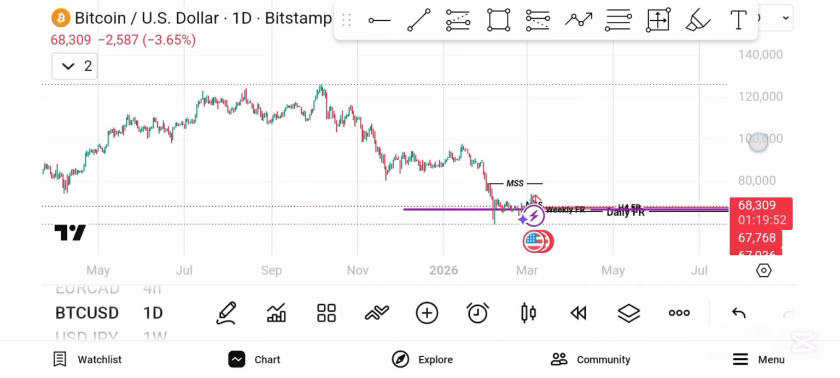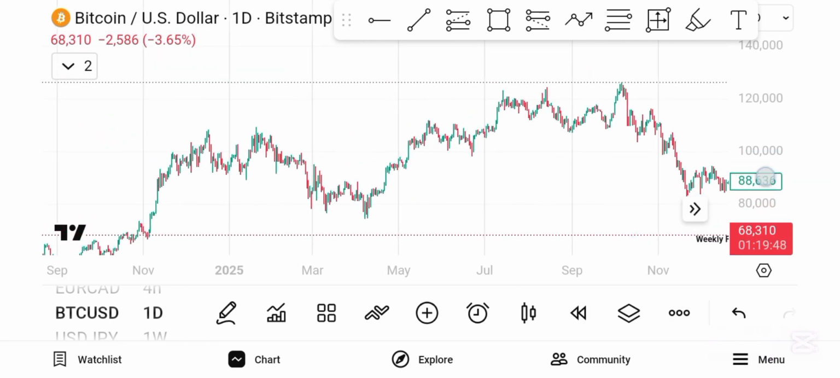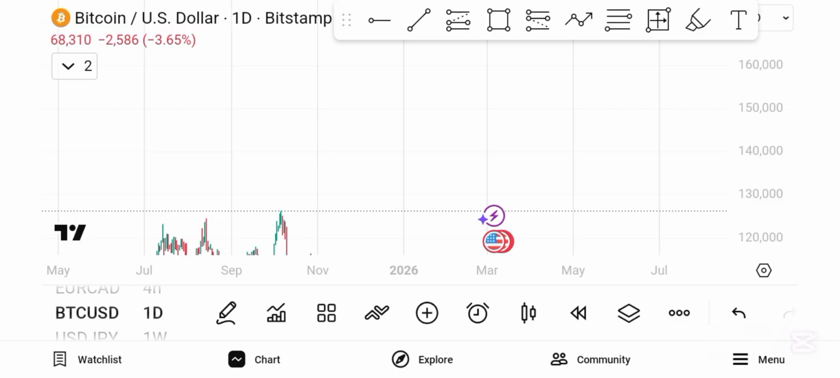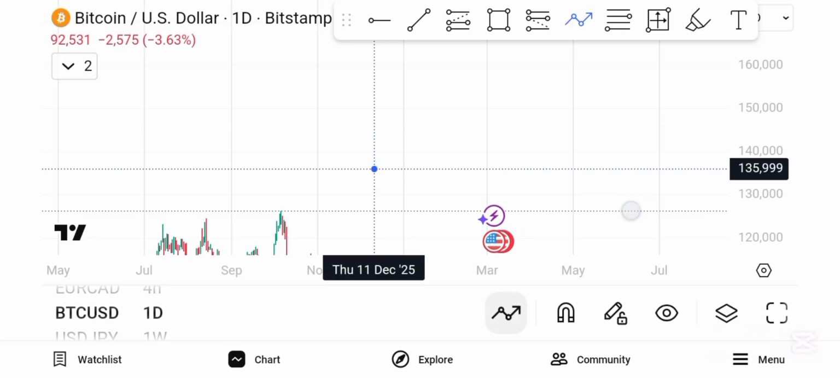Okay, so let's go to other parts of this. For a market moving in an uptrend to change to a downtrend, there must be a what? There must be a market structure shift. What is a market structure shift? Or in other words, change of character.